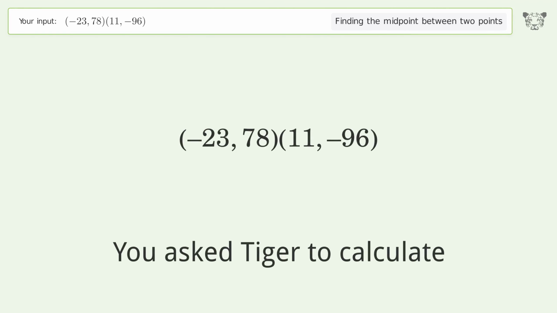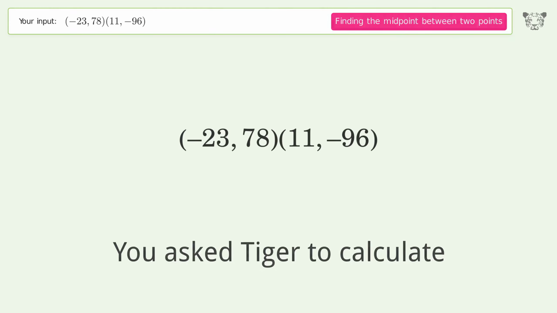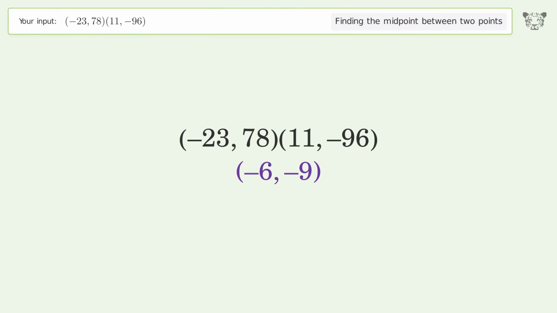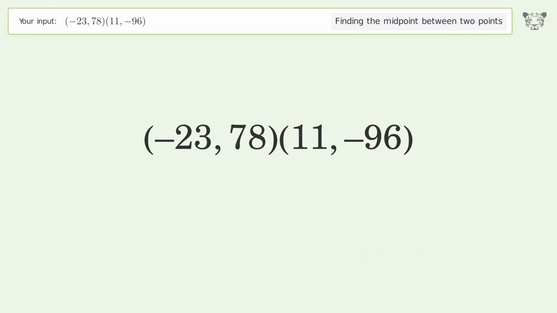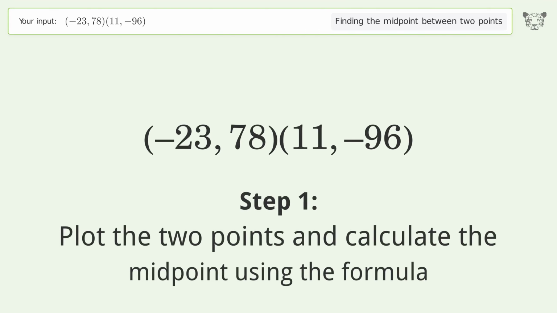You ask Tiger to calculate. This deals with finding the midpoint between 2 points. The midpoint between the 2 points is -6, -9. Let's solve it step by step. Plot the 2 points and calculate the midpoint using the formula.